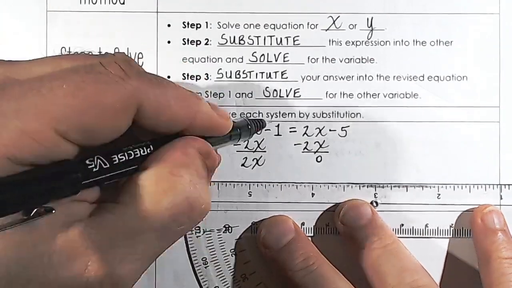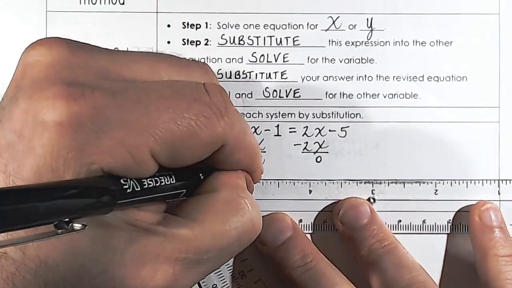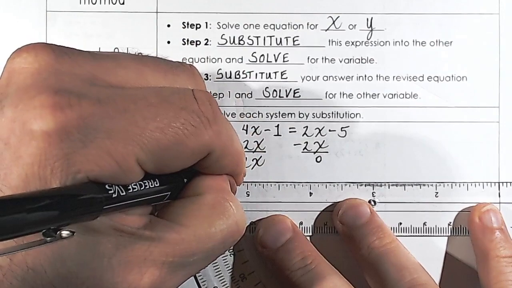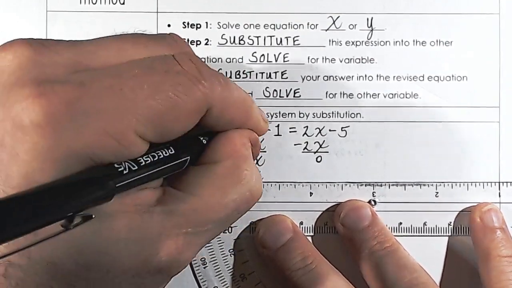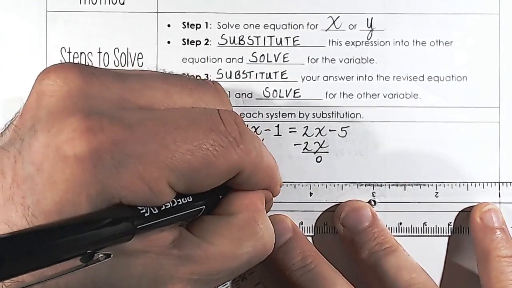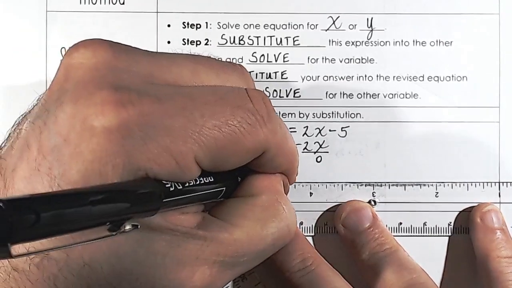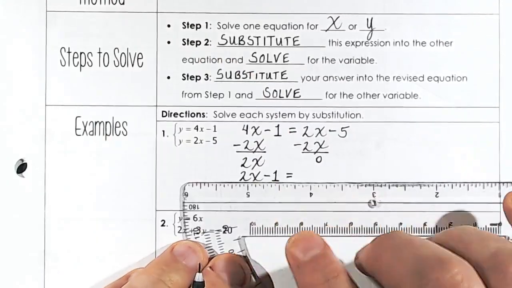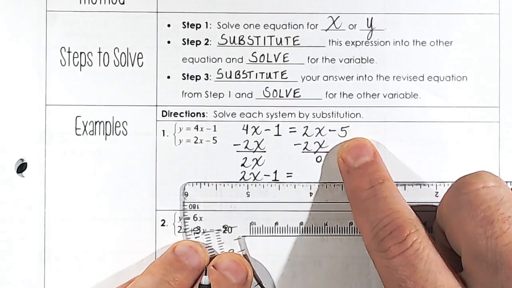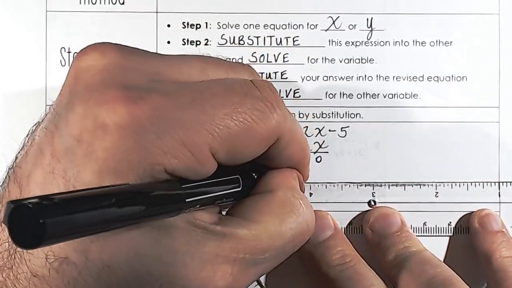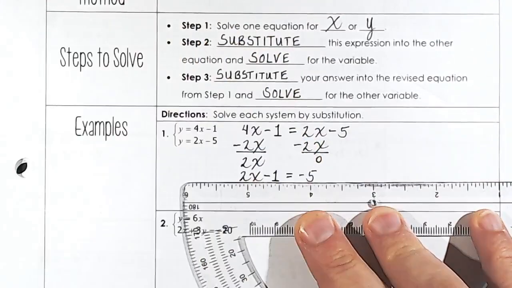And now we just have to bring everything down to a new line. 2x, bring down that minus 1, equals, now the only thing on the right side of the equation is that negative 5. So 2x minus 1 equals negative 5.